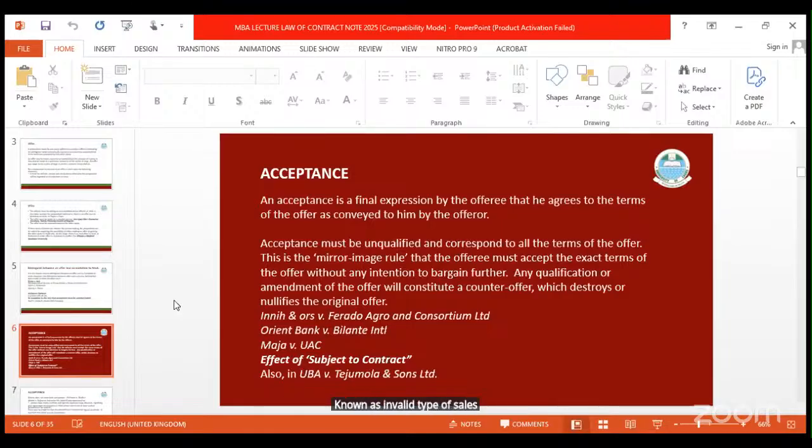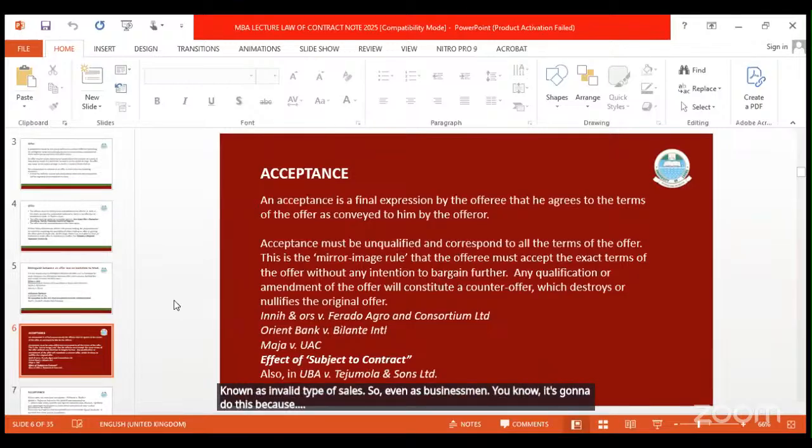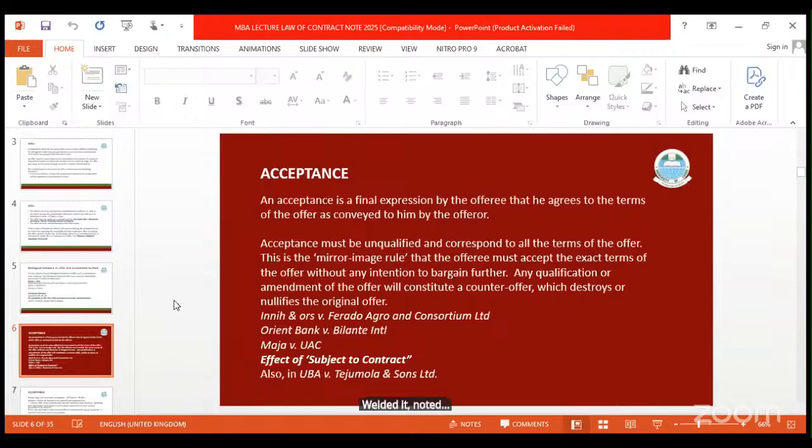So even as businessmen, it's important to know this because we already brought your attention to the fact that acceptance cannot be clothed with a title going about. So sometimes we have a chain of facts or a chain of transactions. So as lawyers, we're supposed to dissect and know at what point the offer was made, and then you now determine whether there was acceptance or not.